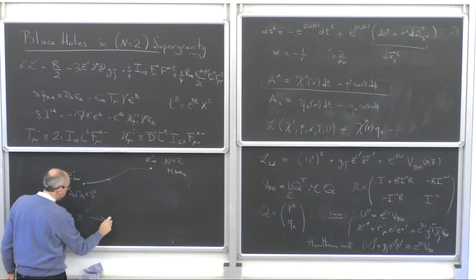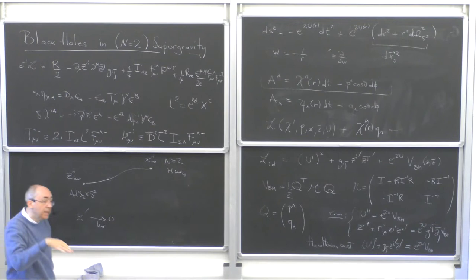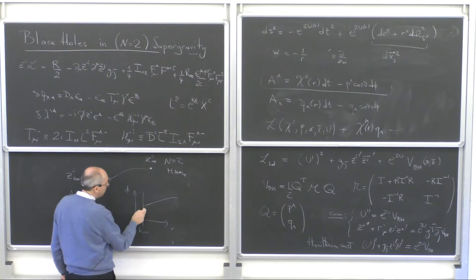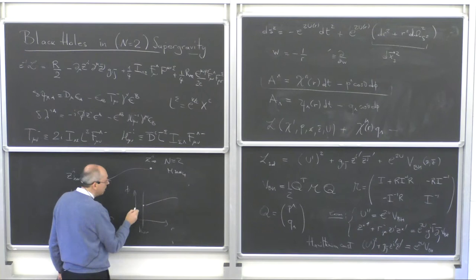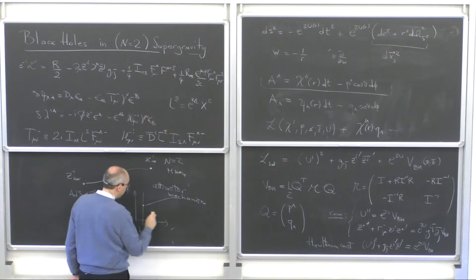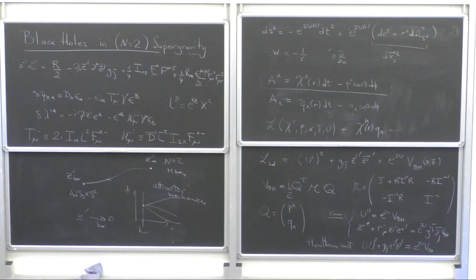So this means that in extremal configurations, and this is the interesting thing, when you get to the horizon, the extremal configuration should have the derivative of the scalar going to zero, so they get to a fixed point. And the interesting thing, and this is called the attractor mechanism, is that this value does not depend on the starting point. And this is a very nice and important feature on which I will come back later.